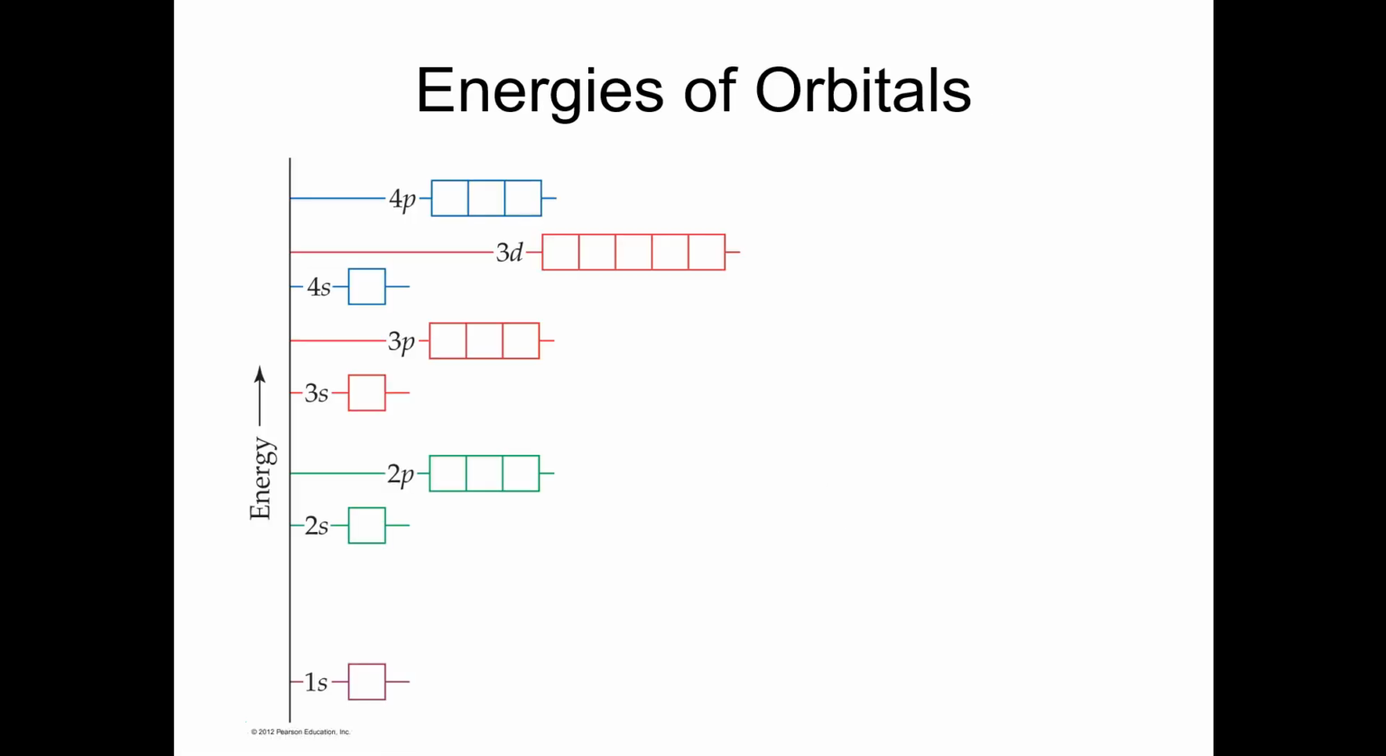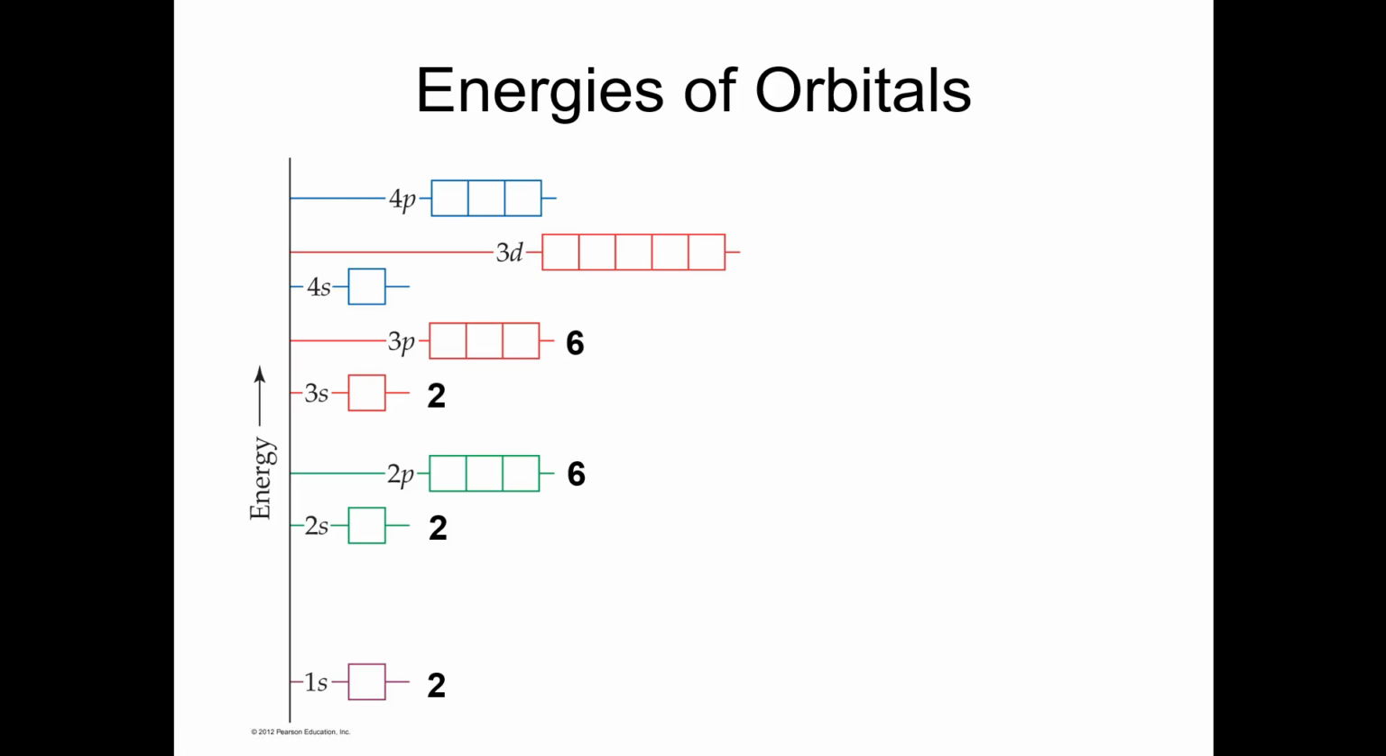Okay, so now we can go back to our diagram of energies of orbitals and say, well, we can put 2 electrons into the 1s orbital. We can put 2 electrons into the 2s orbital. Therefore, we can have 2 electrons at the 2s subshell. We can put 2 electrons into each of the 3 2p orbitals, and therefore we can have 6 electrons at the 2p subshell.